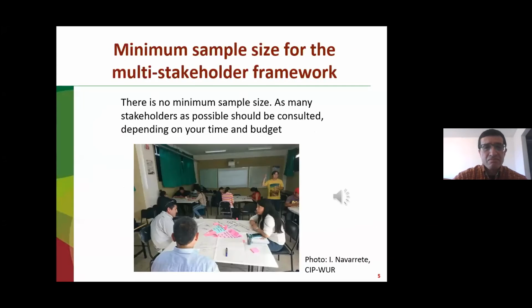policymakers. Regarding the minimum sample size for the multi-stakeholder framework, there is no minimum sample size. As many stakeholders as possible should be consulted, depending on time and budget. Here, for example, you can see a picture of one PhD student, Israel Navarrete, in Ecuador. He is working with several stakeholders in a workshop using the framework. As you can see here, there are maybe 10, 15 people. So it really depends on your time and budget. But as many as possible of the stakeholders should be consulted for the framework.